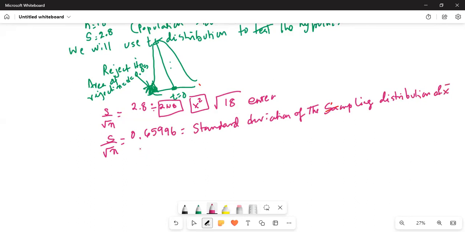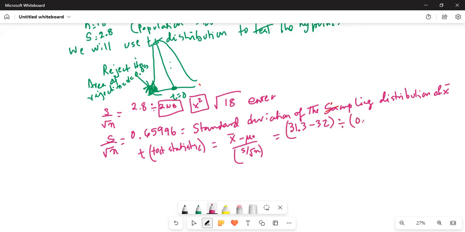So t, the test statistic, is equal to X bar minus mu 0, divided by s over the square root of n. The test statistic is equal to 31.3 minus 32, the whole thing divided by 0.65996, and that works out as minus 1.06.